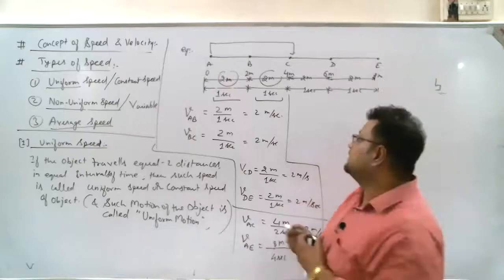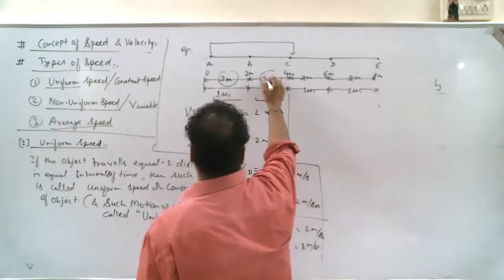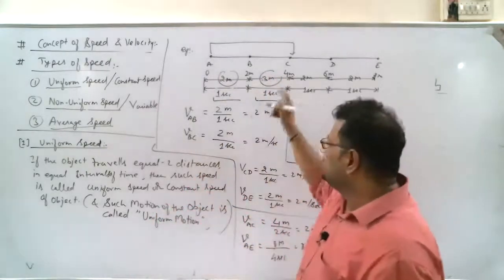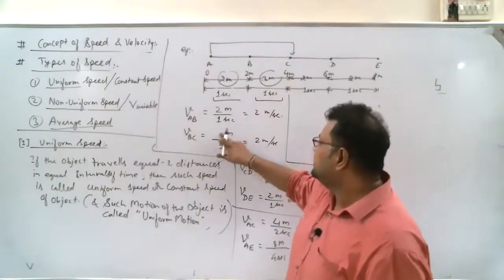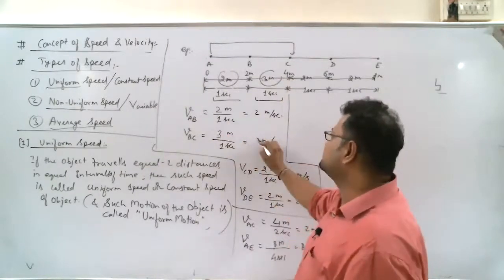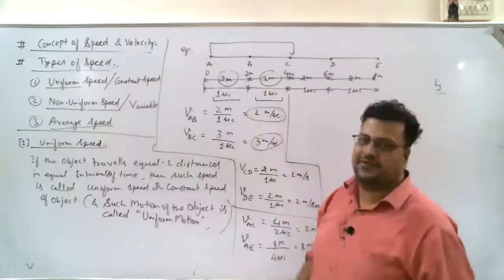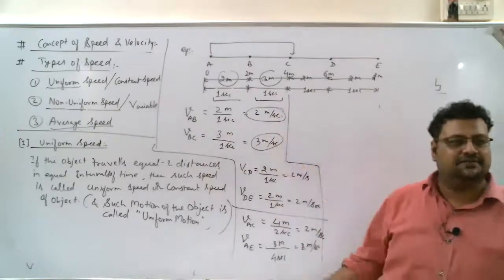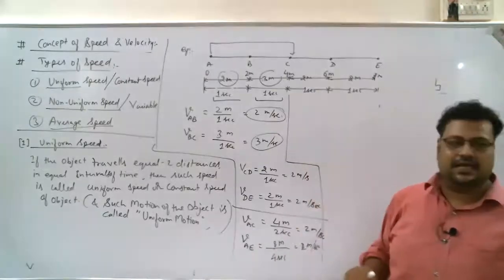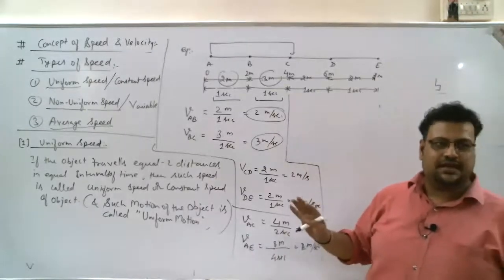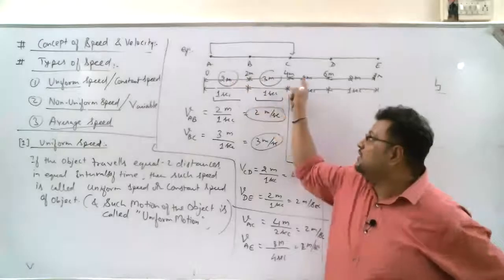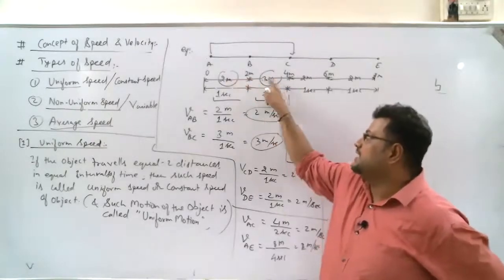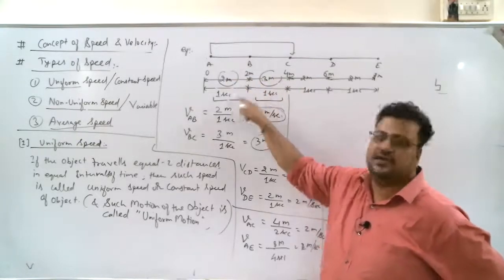Let's suppose it was 3 meter. Then what will you be writing here in B to C? 3 meter per second. This will automatically differ. 2 meter per second, 3 meter per second, so we will say the object has traveled unequal distances, 2 meter, 3 meter, in equal intervals of time.